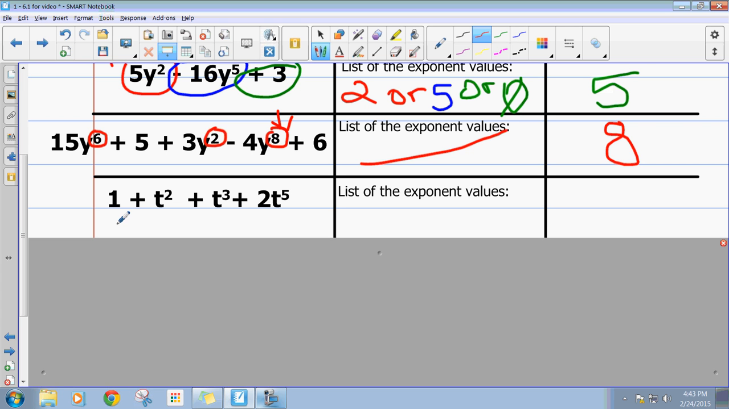Here's another one. No term, no degree, 2, or 3, or 5. So I could list them, or I could simply scan and see that 5 is the highest of the terms. Therefore, the degree for the entire polynomial is 5.